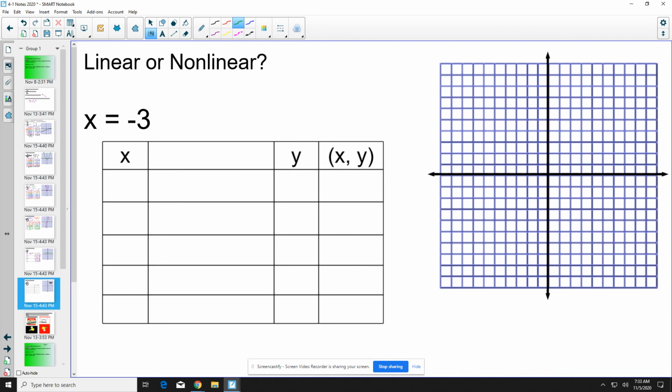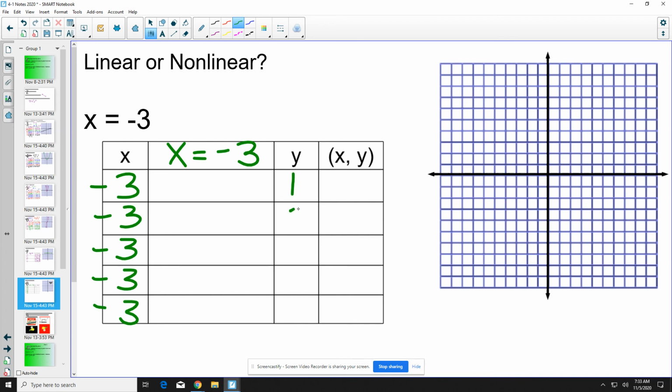All right, now that you're done, put your equation here, x equals -3. Notice it's telling me that x is always -3. So find your x column, and under your x column, put -3s. X is always -3. That means y can be any number.